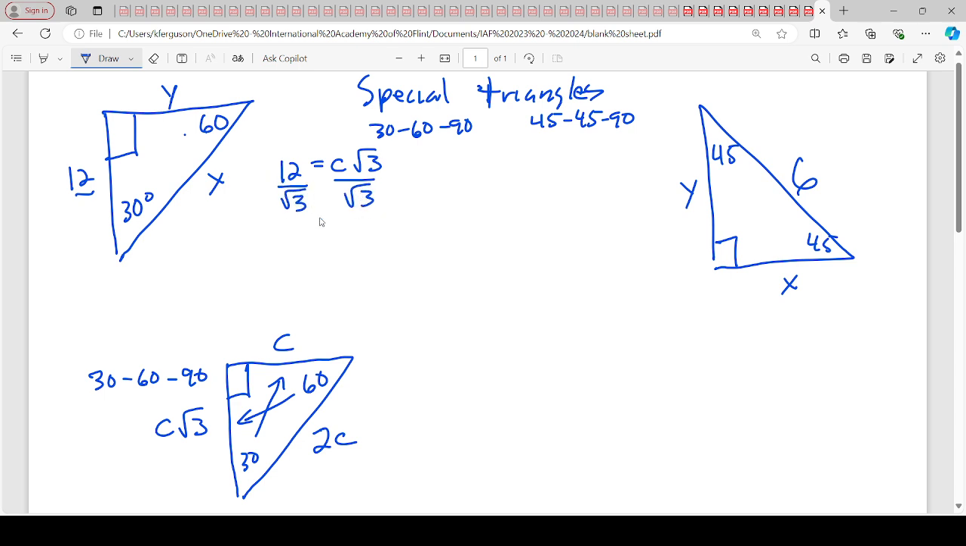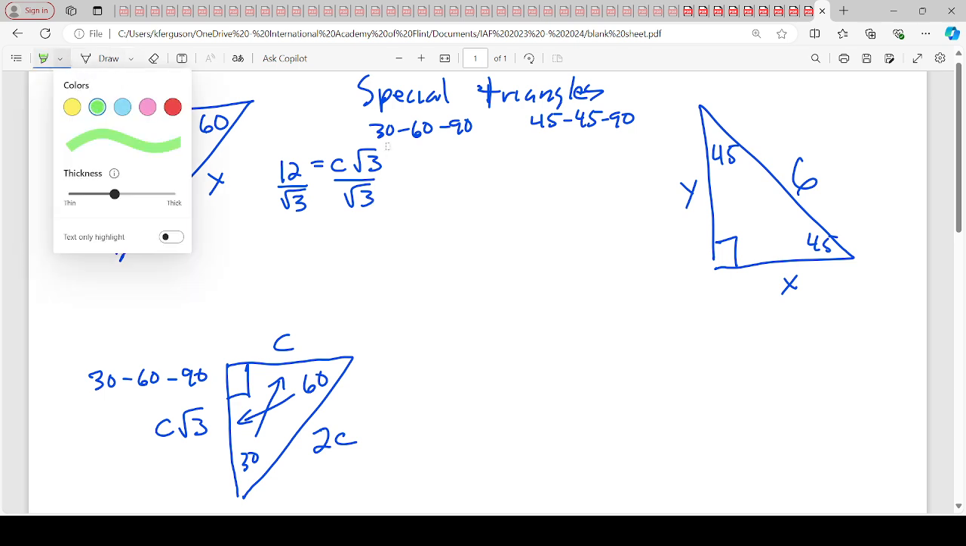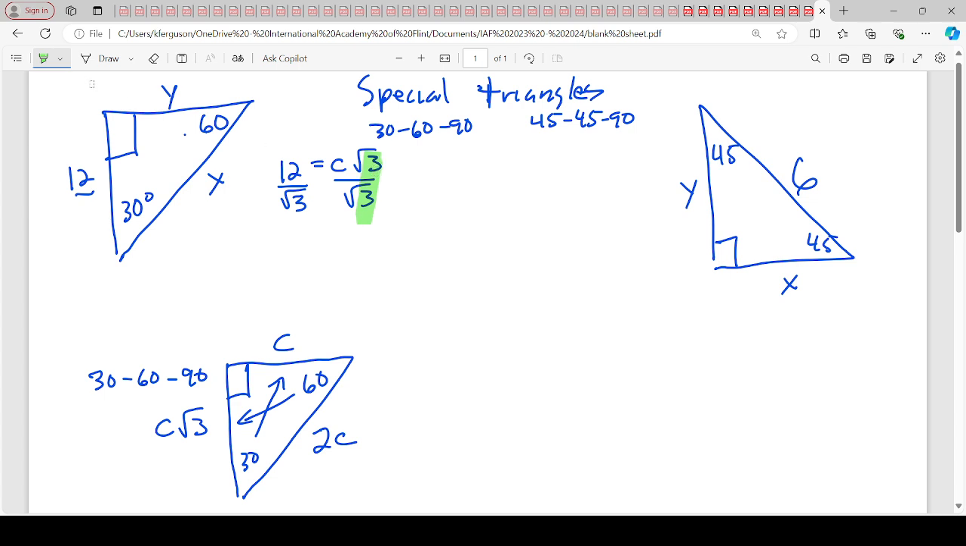So in order for my equation to be balanced, I have to divide by the square root of 3 on both sides. Then these two things are going to cancel off. So then I'm going to have 12 over the square root of 3 equals C. Well, that's not good enough, because you can't have a square root in the denominator. So I'm going to rationalize. I want to think of the smallest thing that I can multiply this by to get rid of the radical 3. Well, in this case, it's radical 3.